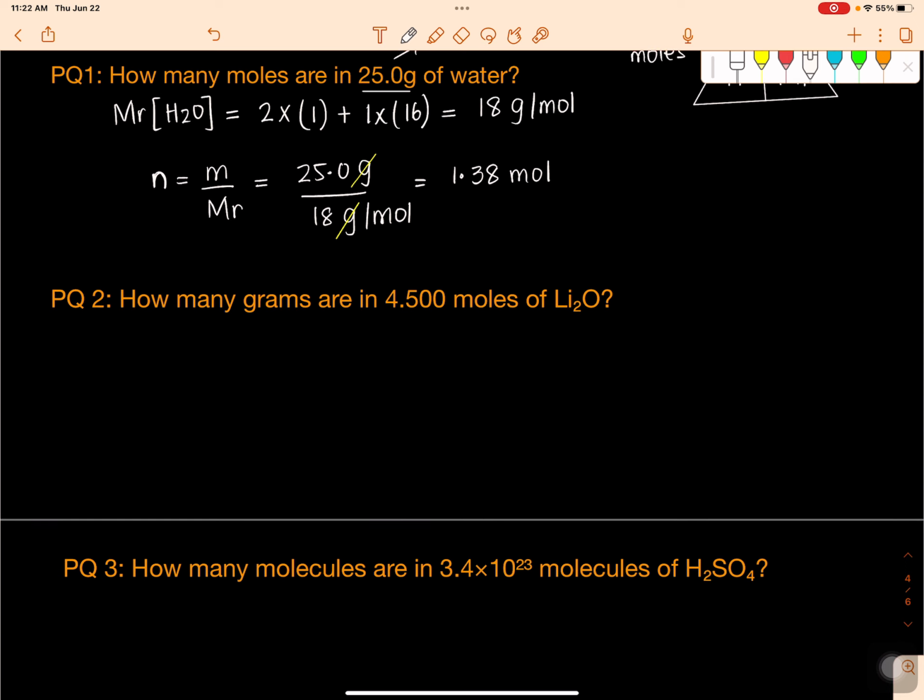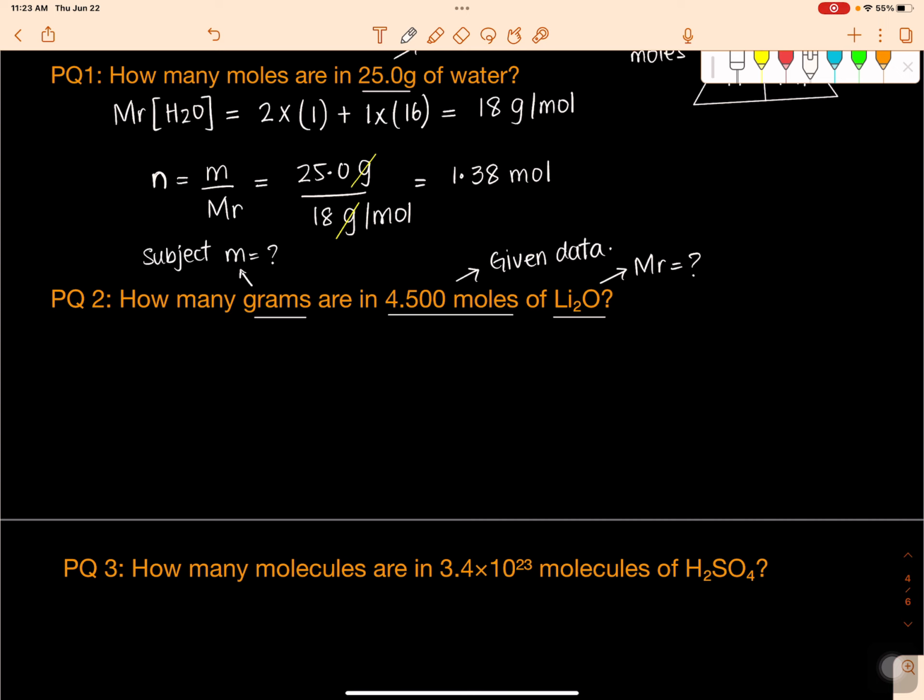How many grams are in 4.50 moles of lithium oxide? Now the question is, we are provided with the moles, and we need to find out the grams, the given mass or the mass. So this is the given data. We can find out the Mr of this molecule. So this is what we need to find out, and this is our subject that we need to find out.